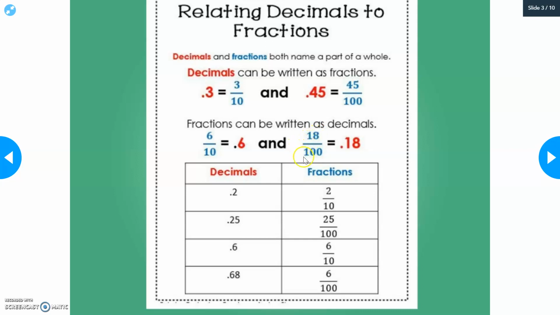Let's look at 18/100. If we want to rewrite it as a decimal, you can write 0 for your placeholder, decimal point, 1 in the tenths place, and the number 8 in the hundredths place. Let's look at our chart. We have 0.2 as a decimal. This is how you will write it as a fraction. 0.25 as a decimal. Here it is as a fraction. 0.6 as a decimal. Here it is in fraction form.